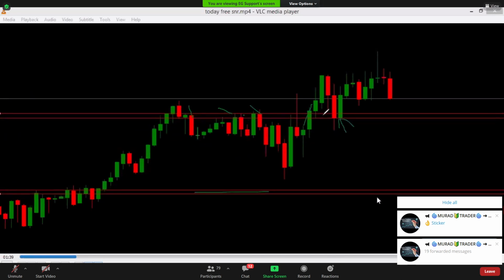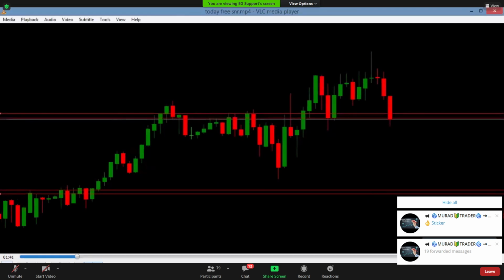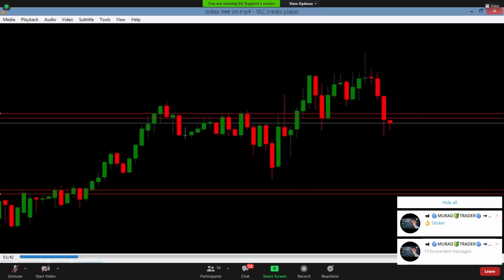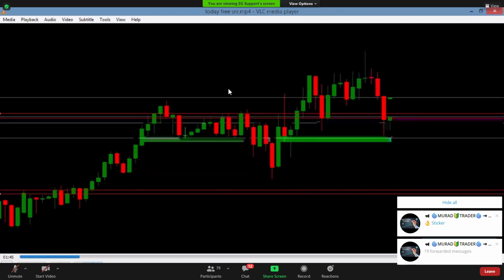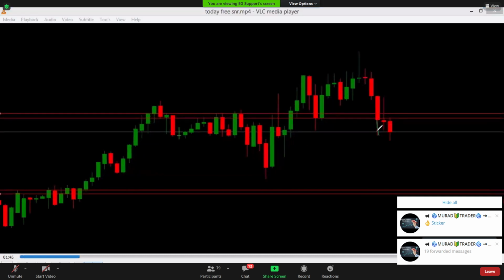So I have drawn two levels. If you want, you can draw many levels too, but you may get confused if you draw many levels. Don't draw many levels. Try to draw one or two levels. Then it will be very easy to trade. So here it's a breakout candlestick. It means we don't have any opportunity.